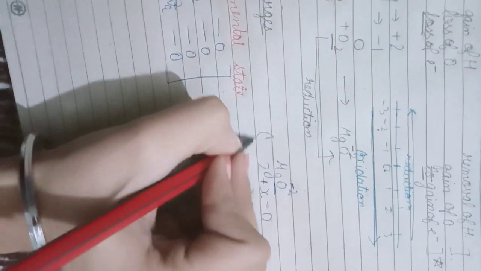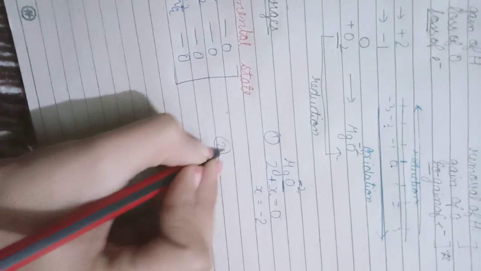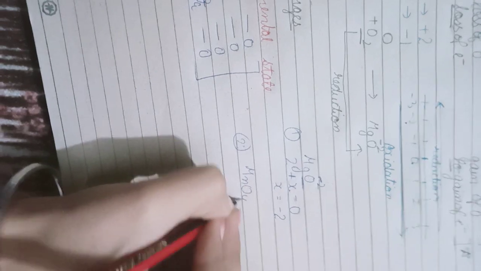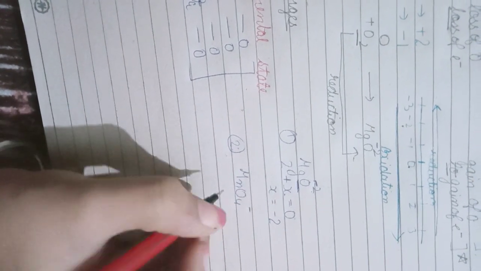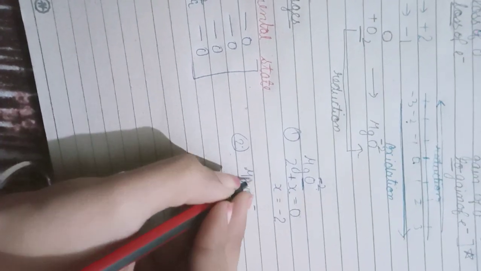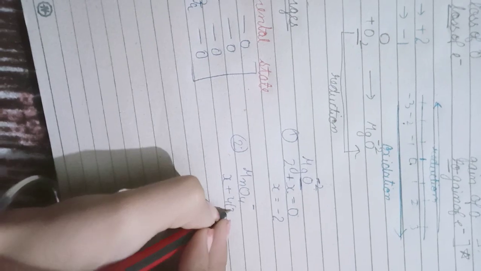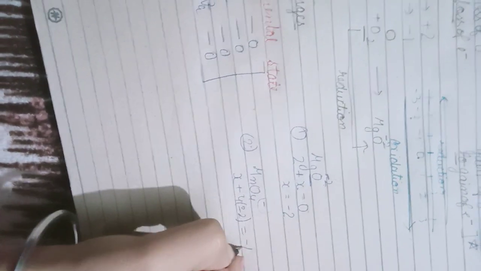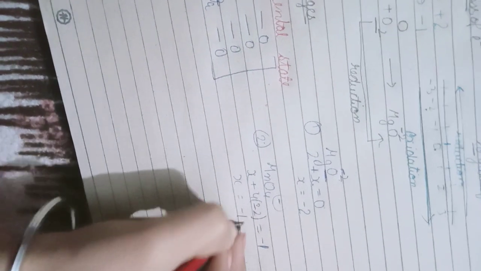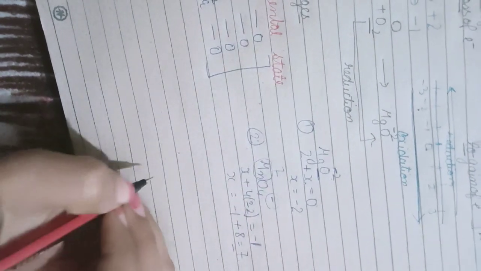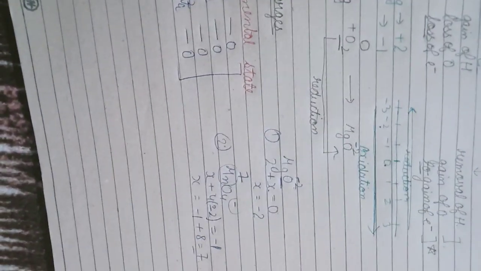This is the first example which I was showing you, and the second one is MnO4 negative. To find the manganese charge, x plus 4 into -2, the charge of oxygen, is equal to the overall charge -1. So x is -1 plus 8, that is equal to 7. So this is the charge of manganese, that is 7. Understand that?